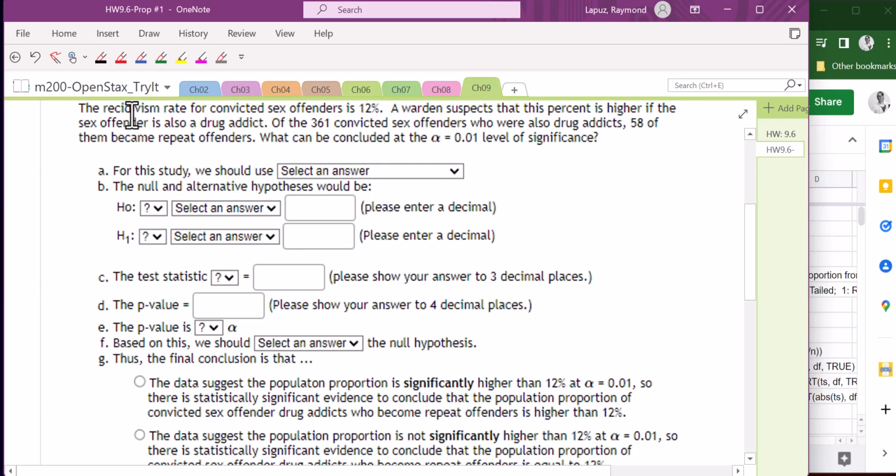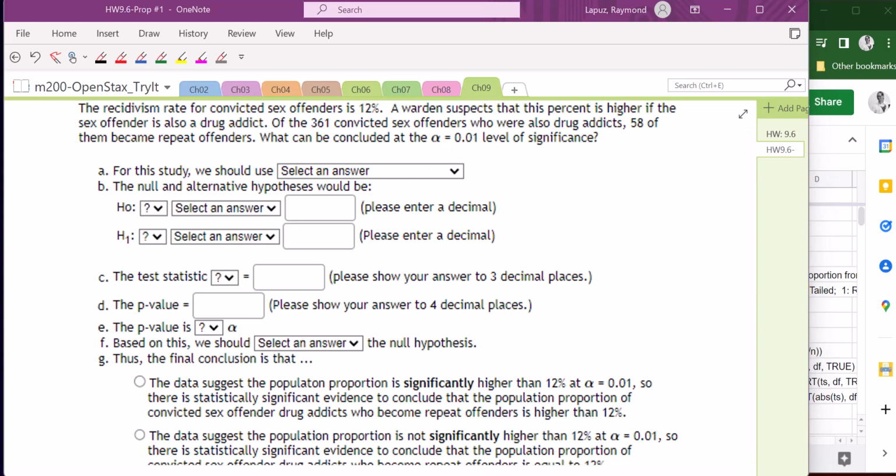It says that a recidivism rate for convicted offenders is 12%. The warden suspects that this percentage is higher if the offender is also a drug addict. So out of 361 convicted sex offenders who are also drug addicts, 58 of them became repeat offenders. What can be concluded at the alpha equals 0.01 significance level? All right.